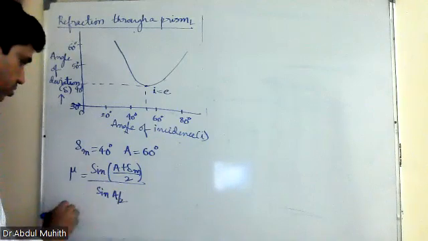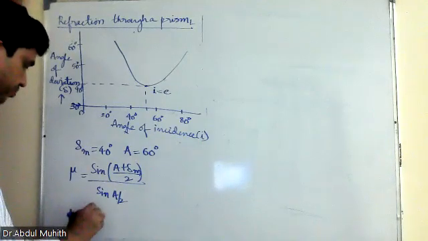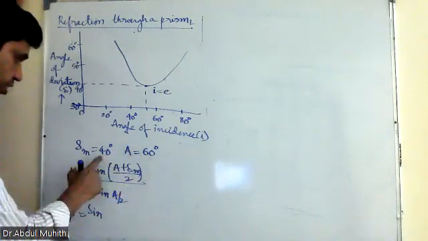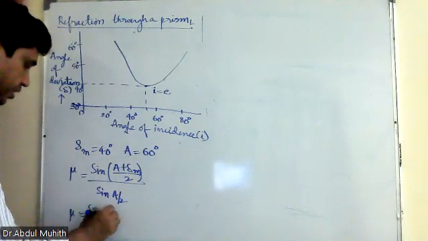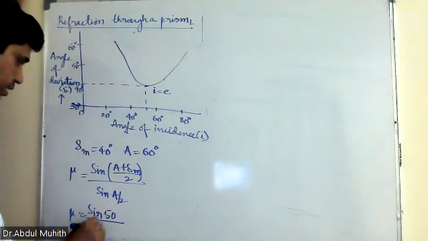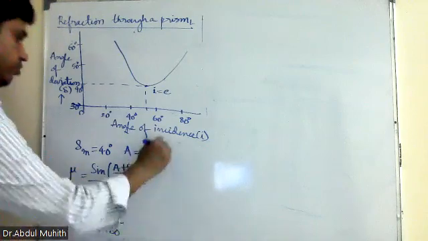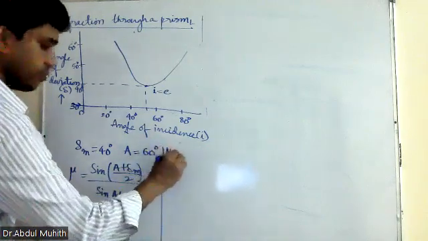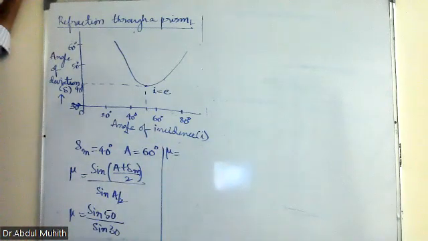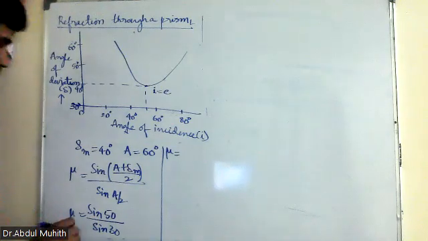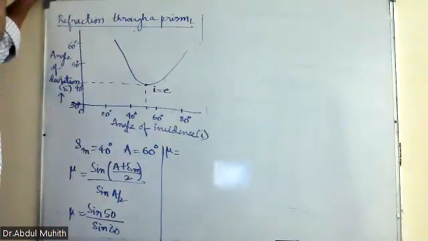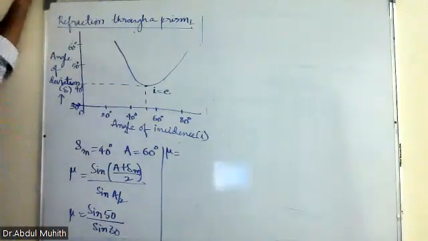So what do we get now? Mu is equal to sine of (60 plus 40), that is 100, by 2 will become 50, divided by sine 30. So mu is equal to sine 50 by sine 30. What is sine 50? Can you check with the calculator and tell me the answer for sine 50?